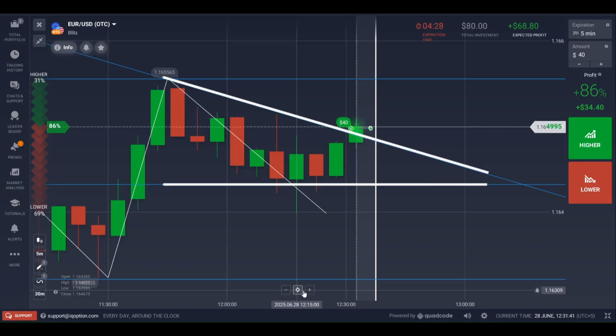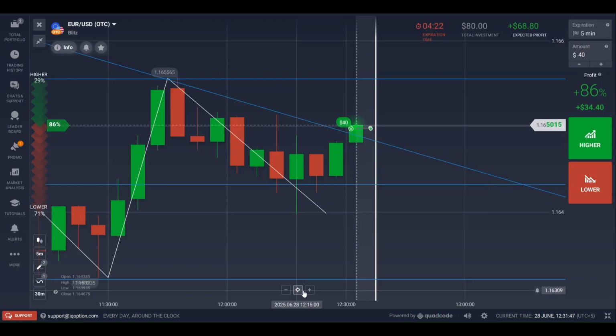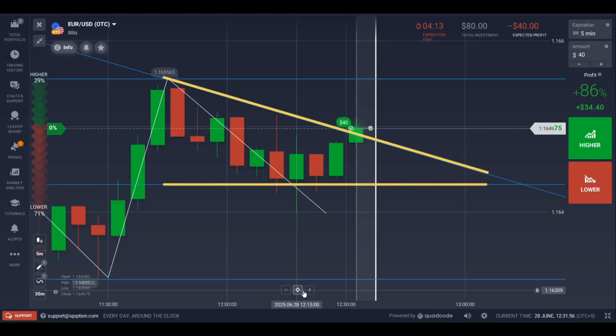Here, we've drawn a clean, reliable trendline. Notice how multiple candles touch and respect this line. This isn't just a line, it's a powerful psychological level where buyers and sellers repeatedly react. In trading, a well-tested trendline is a visual representation of market confidence.